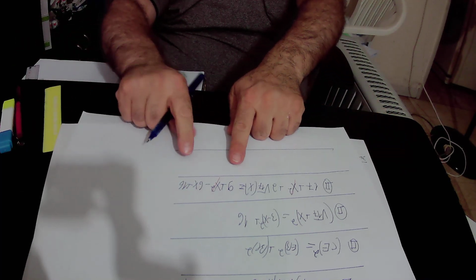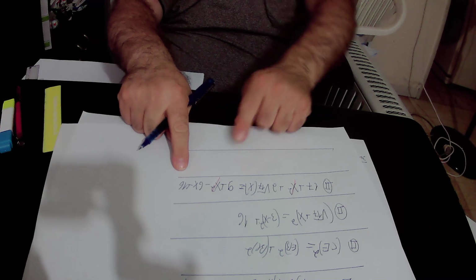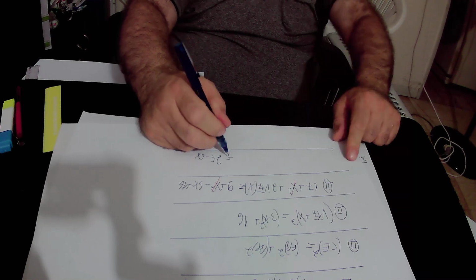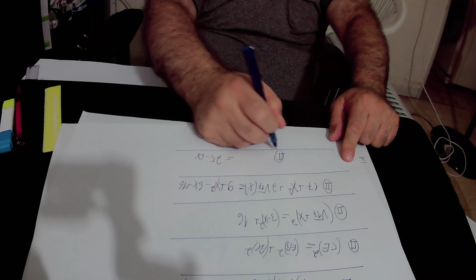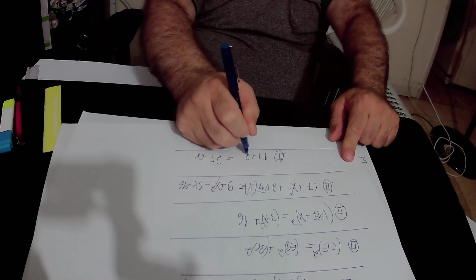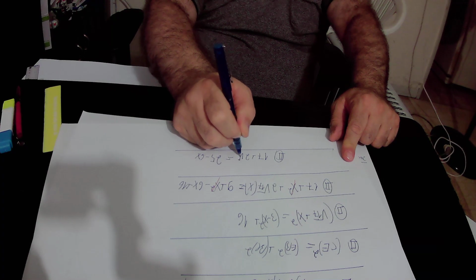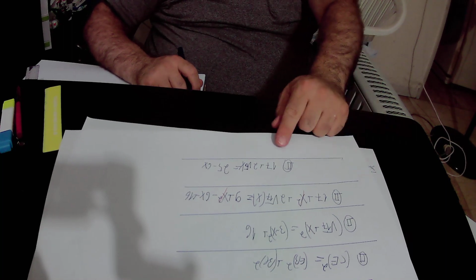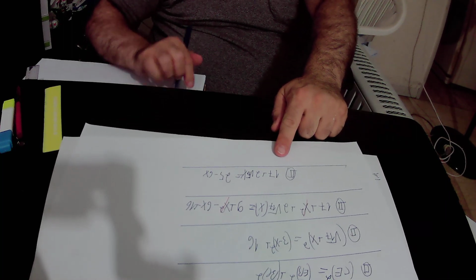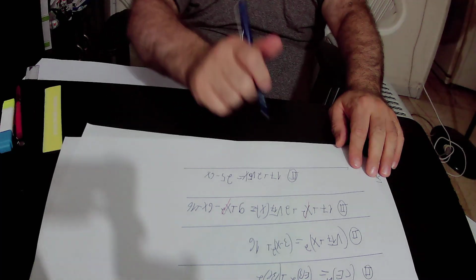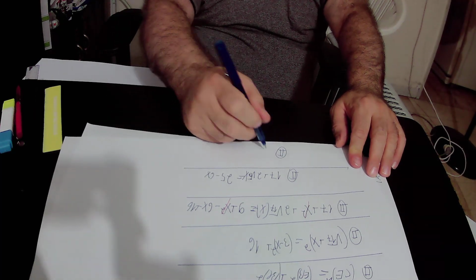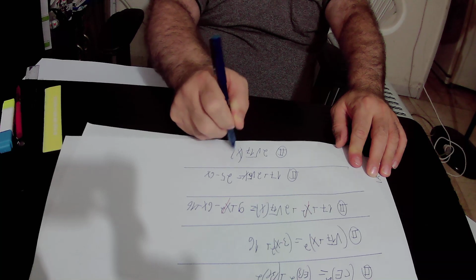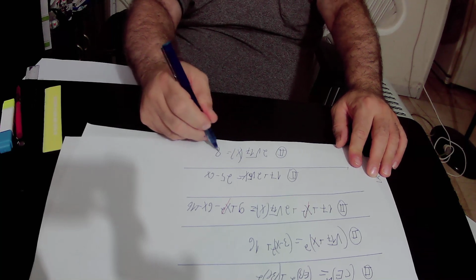On this side of equation number 2 we have 9 plus 16. 9 plus 16 is 25. 25 minus 6x equals, according to equation number 2, 17 plus 2 times square root of 17x. So here we will subtract 17 from this equation number 2, and we will get 17 minus 17 is 0. Here we have 2 times square root of 17x equals 25 minus 17, which is 8, minus 6x.